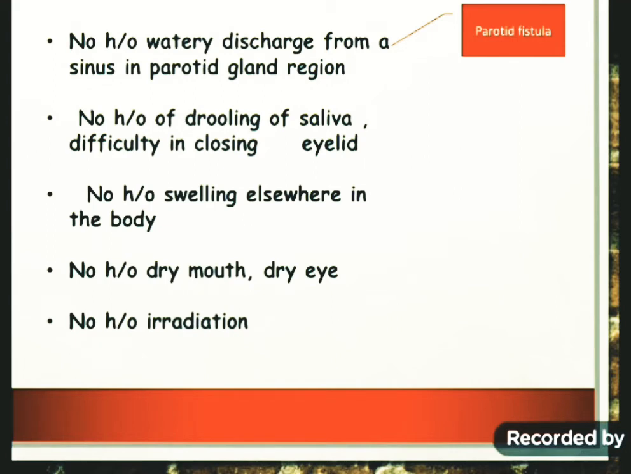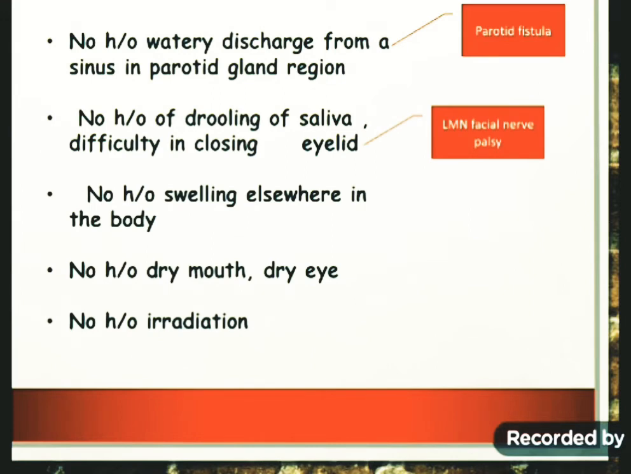Next is drooling of saliva and difficulty in closing the eyelid, which is not present. If this history is present, you know what it is: LMN facial nerve palsy. In facial nerve palsy, you will have drooling of saliva, difficulty in closing the eyelid, and other features which we will learn in the examination of the facial nerve later on. So let's move to the next history.